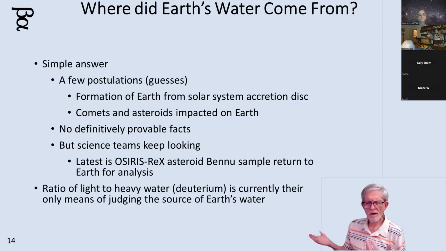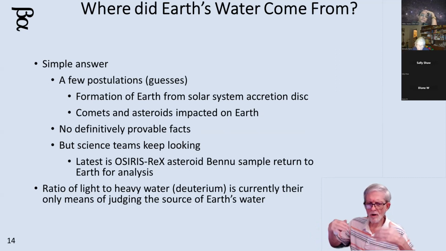So where did all the water on the Earth come from? Simple answer is, we have some people that have made postulations or guesses that haven't yet been confirmed through observations. So the first guess is, when the solar system was forming during the accretion disk collapsing into a planet, there was a lot of water that made it to the interior of the Earth. And as the materials settled towards the core, the heavier stuff, the lighter stuff came to the surface. And so that's where a lot of the water came from.